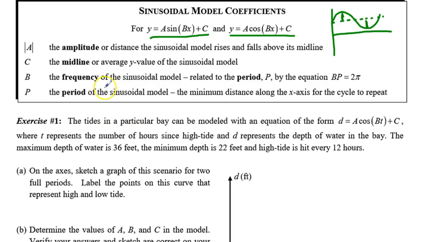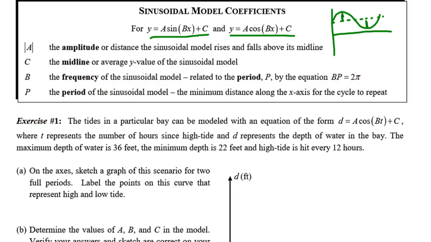Then the period, well, I skipped frequency, but the period is the minimum distance for it to repeat. And the frequency is how many cycles we have within a 2 pi interval. So again, B times P, the frequency times the period, is always equal to 2 pi.